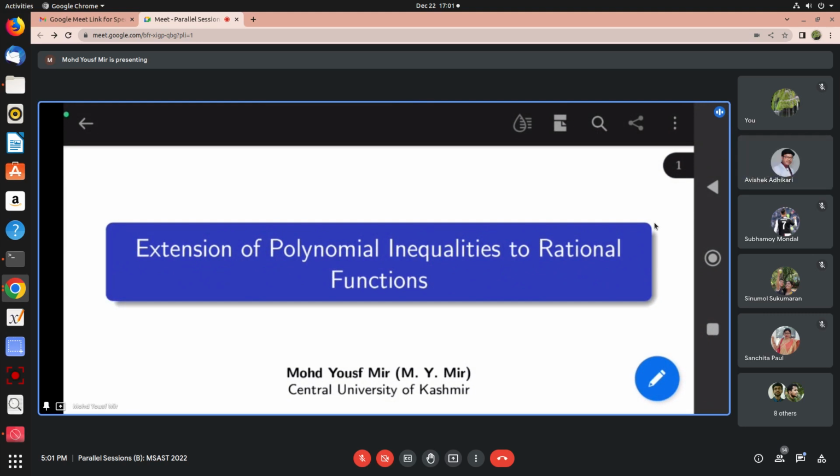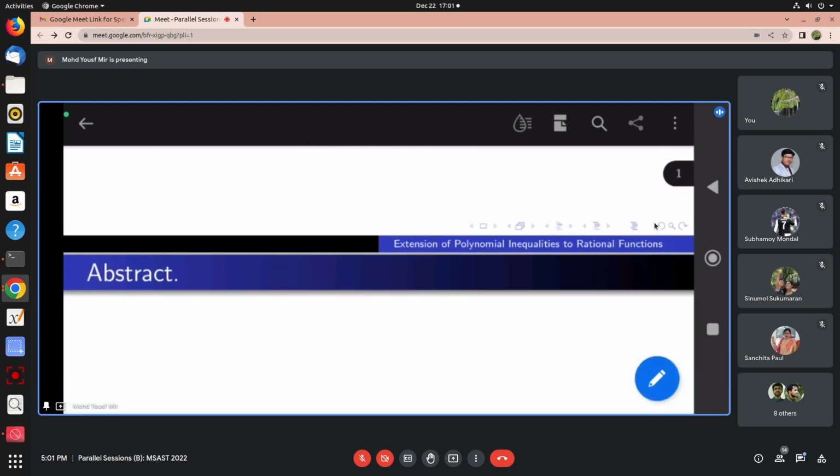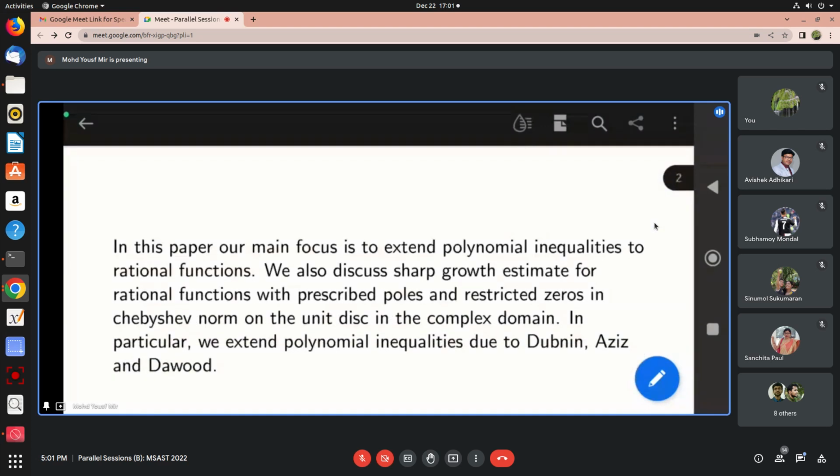I am Mohammad Yusuf Mir, a research scholar in the Department of Mathematics, Central University of Kashmir. Today, I am going to present something about extension of some polynomial inequalities to rational functions. The basic idea in this paper is that we are going to generalize some polynomial inequalities. Since rational functions are more general than polynomials, this field is open. This is considered a hard topic: extending polynomial inequalities to rational functions.